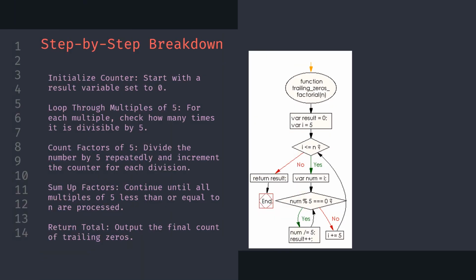Here's how the program works. It initializes a counter to track the factors of 5. It iterates through the multiples of 5 and counts how many times each is divisible by 5. The sum of these counts gives the total number of trailing zeros in the factorial.